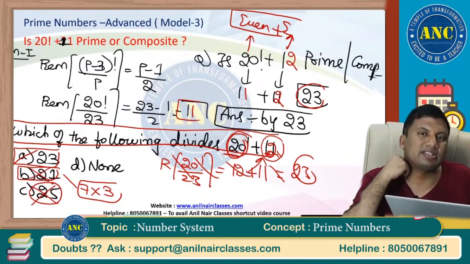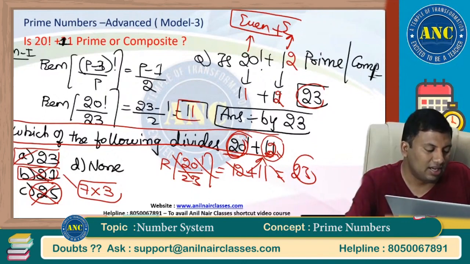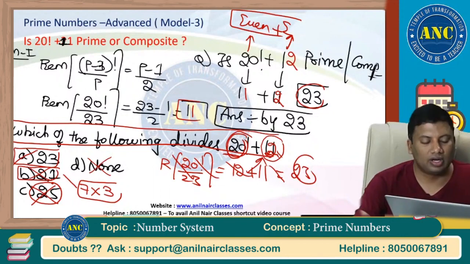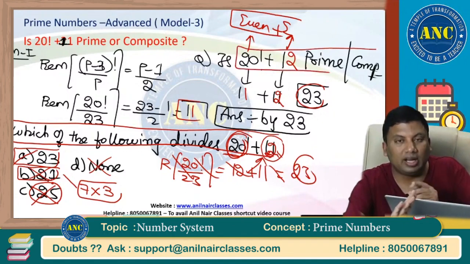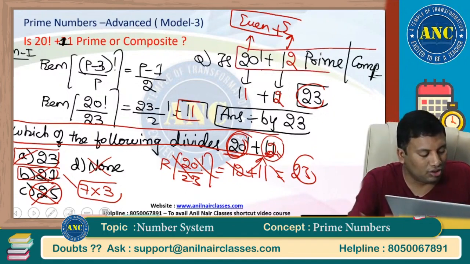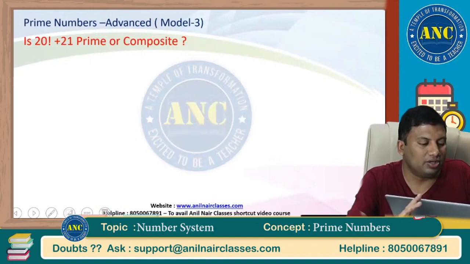21 cannot be the answer. 25 cannot be the answer. None of these three is right, but 23 is right. So none of the above is also eliminated. I hope the idea is clear. The question is 20 factorial plus 12. In case you want to use Wilson's theorem, you can use it.